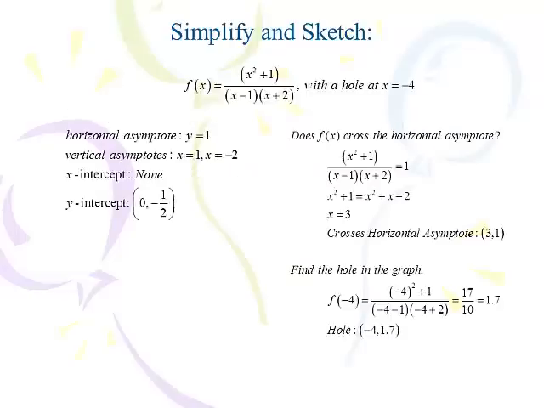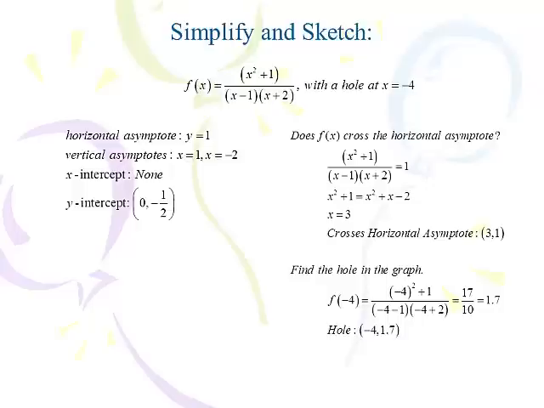Horizontal asymptote. If you FOIL out the denominator, you'll see that you have x squared on top and x squared on the bottom. And so we go to the tiebreaker, so the horizontal asymptote is y equals 1. In the denominator, I have x minus 1 and x plus 2. Therefore, our vertical asymptotes are 1 and negative 2. There is no x-intercept. Look at the numerator. There is no value of x that turns x squared plus 1 equal to 0. You can try all you want. It'll never happen. We will never cross the x-axis.